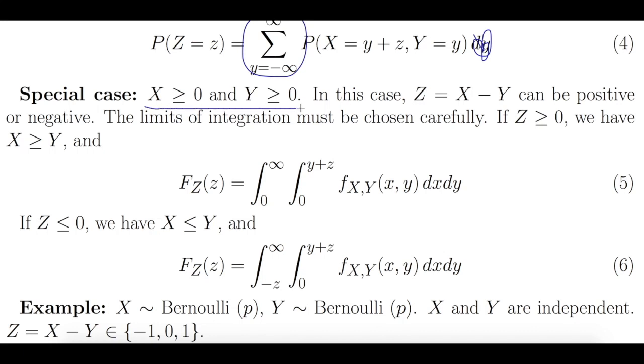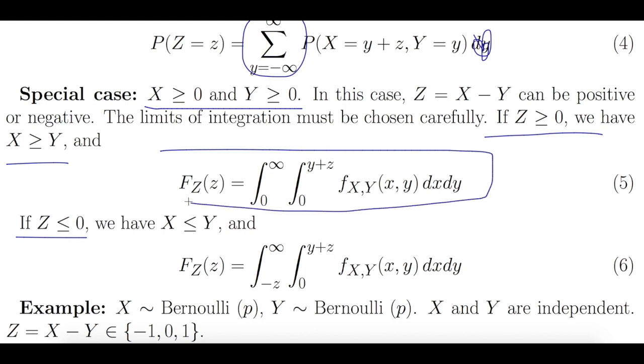There is a special case when x is always positive and y is always positive. If x is positive and y is positive, note that z does not necessarily have to be positive, because z is x minus y. Whenever x minus y is greater than 0, then z is greater than 0. Whenever x minus y is less than 0, we have z less than 0. So we have this limit and we have this limit. For z greater than 0, we have our normal expression here.